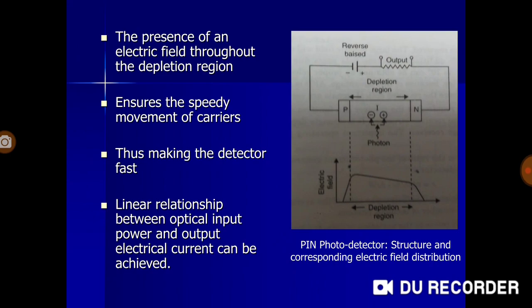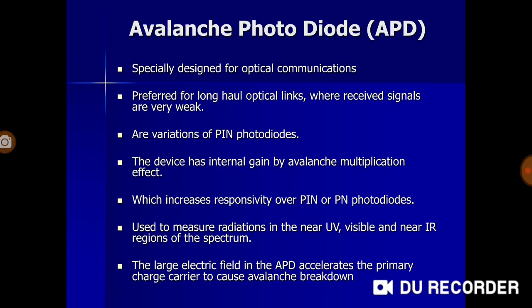So the third type is the avalanche photodiode, APD. These are specially designed for optical communications and are preferred for long haul optical links where received signals are very weak. APDs are a variation of PIN photodiodes. The device has internal gain by the avalanche multiplication effect. This is one of the most important aspects of APDs. It has internal gain, which increases responsivity over PIN or PN photodiodes.